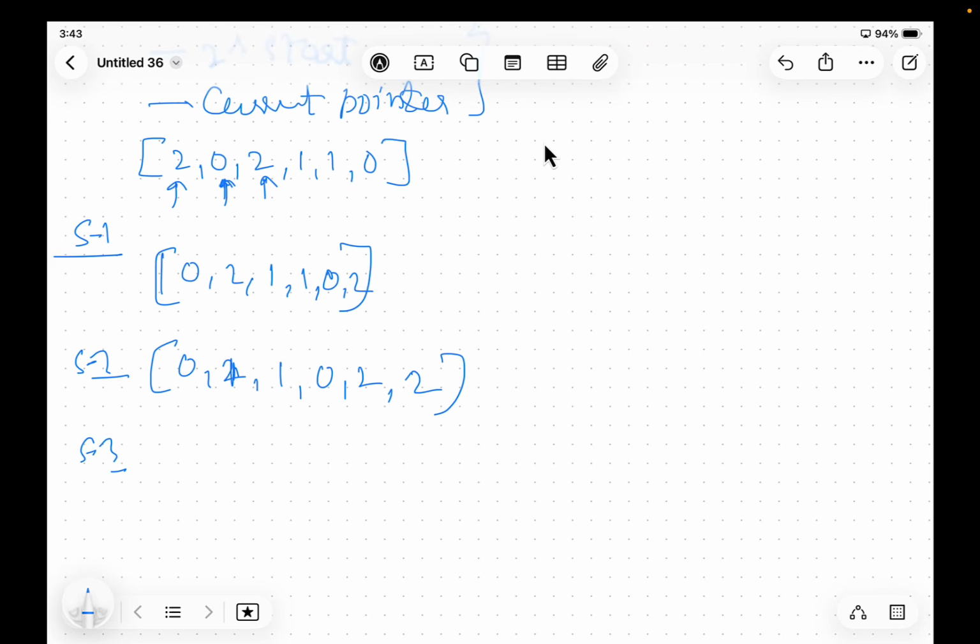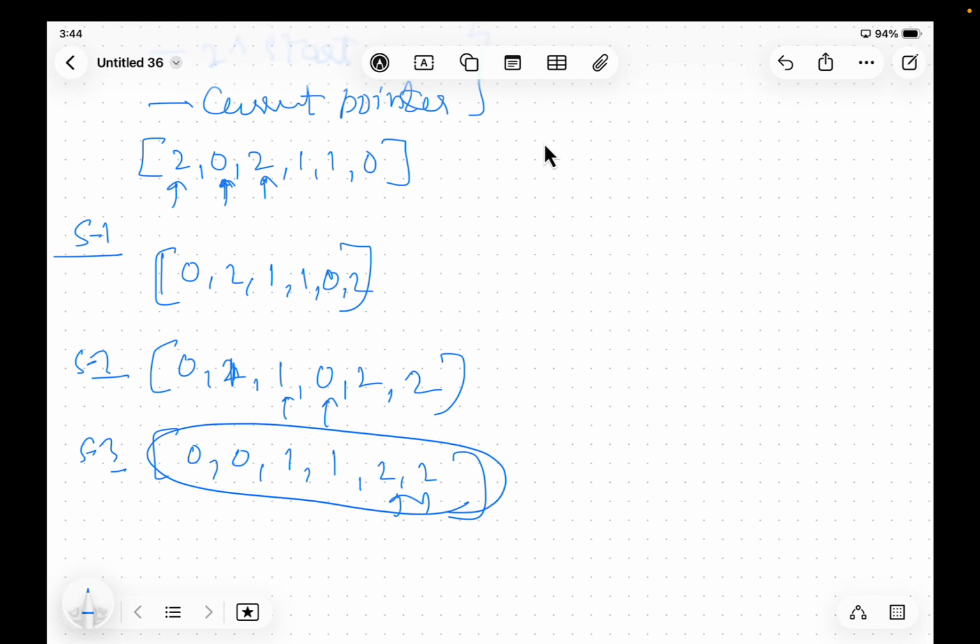Then step 3, my pointer will be somewhere. 2 is done, 1 is done, 0 is done. 1, we are not going to touch, only we are working with 0 and 2. 0 is coming, let's move it first. 0, 0, 1, 1, 2, 2. Rest is all, everything is in place, right? So this is the solution that we are going to do.